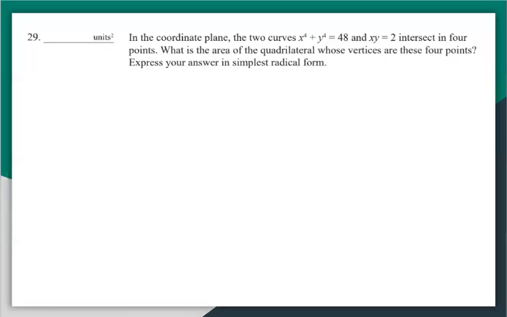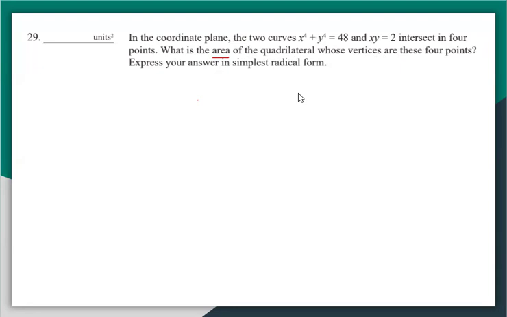Hello, one. So we have number 29 on the sprint test. So let's see what we have. We have a coordinate plane and two curves intersect at 4 points, and we want to find the area of the quadrilateral with those vertices, and that will be in radical form.